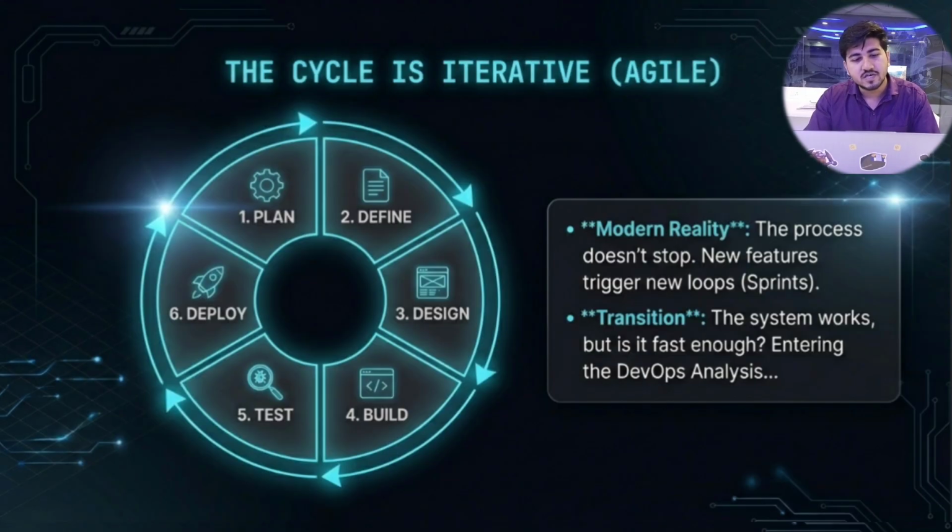Next will be the cycle. So the first was the planning. After that, it was defining. After that, it was designing. Plan, define, design, then build, then test, then deploy. So there was a total of 6 levels.